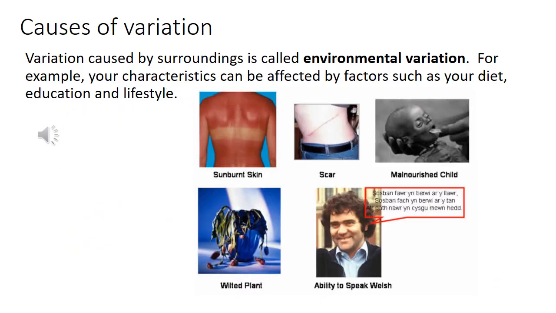Our second cause of variation is something called environmental variation. That's another important definition. It's up at the top there. Can you write it down? Variation caused by surroundings is called environmental variation.